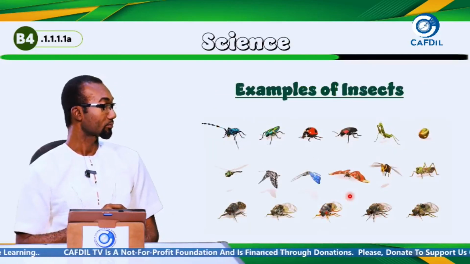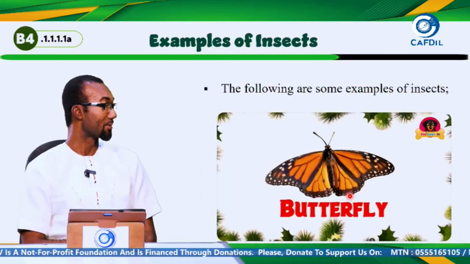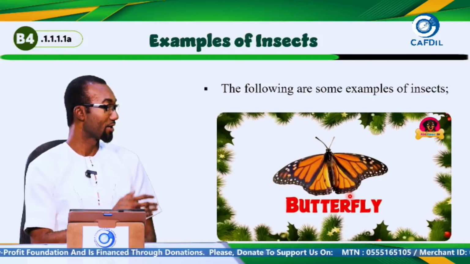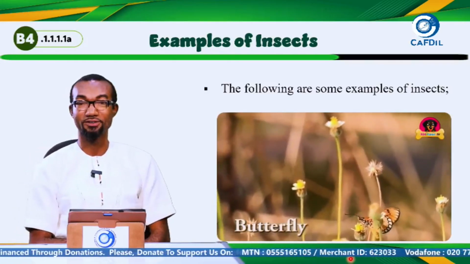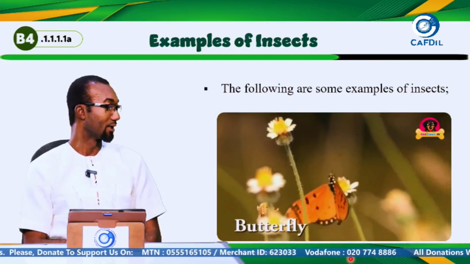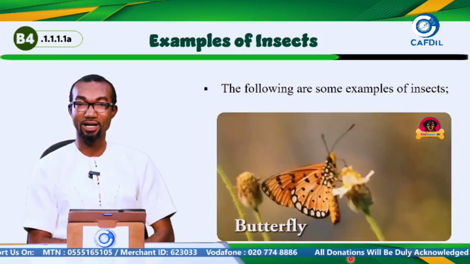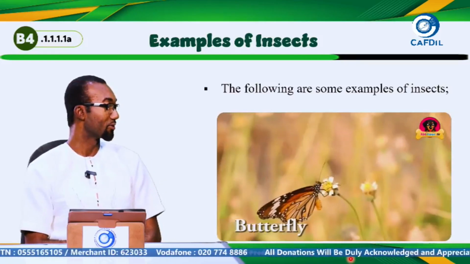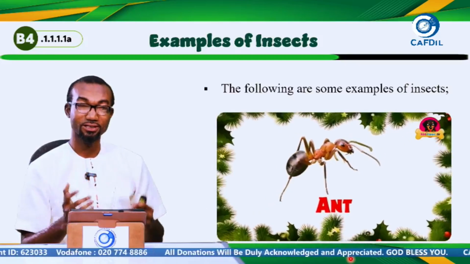Good. Now let's look at some examples of insects. So the first one we have here is the butterfly. And I believe you have seen butterflies in your environment before. They come in different colors, very beautiful colors. Their wings are very beautiful. And I know you have seen a lot of them.